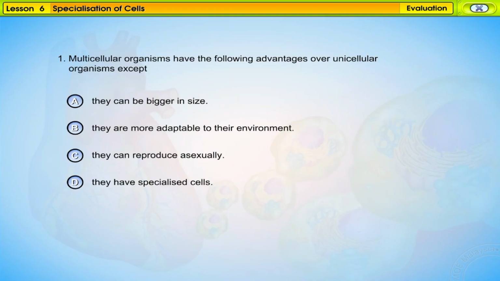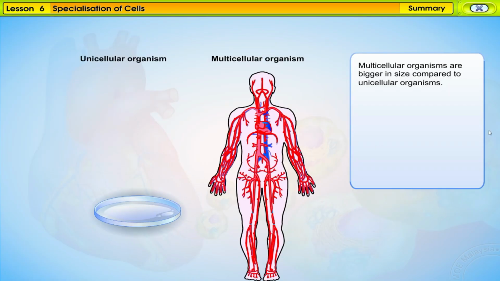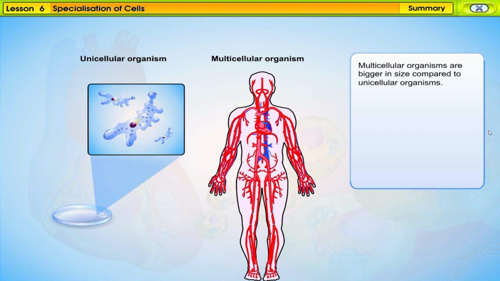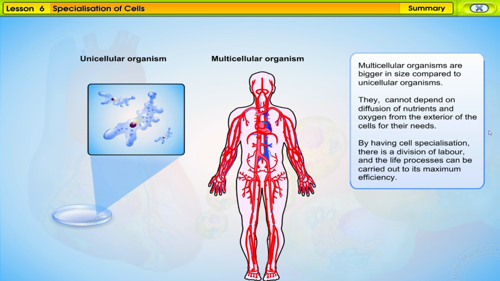Multicellular organisms are bigger in size compared to unicellular organisms. They cannot depend on diffusion of nutrients and oxygen from the exterior of the cells for their needs. By having cell specialization, there is a division of labor, and the life processes can be carried out to their maximum efficiency.